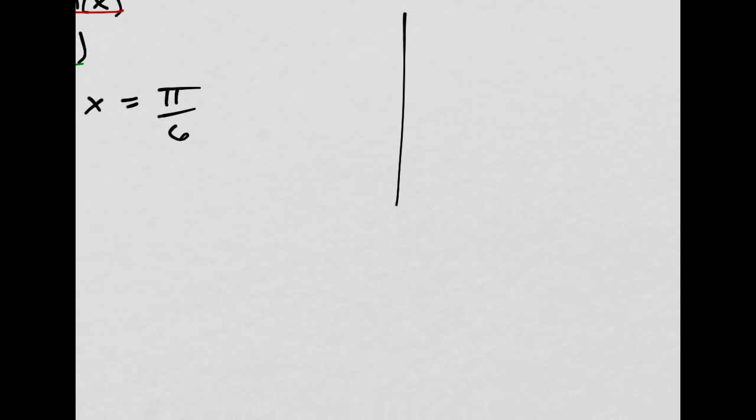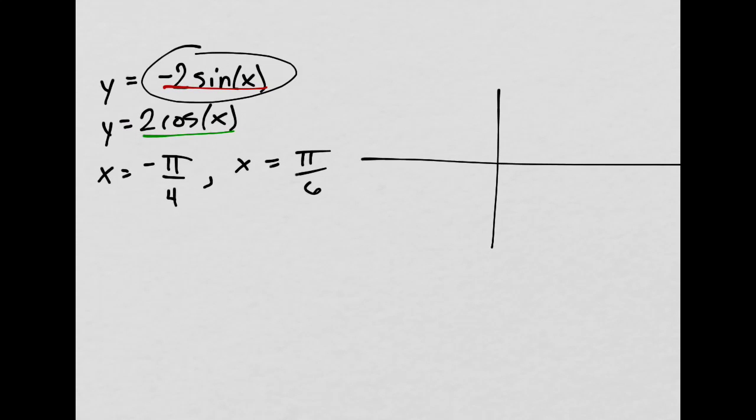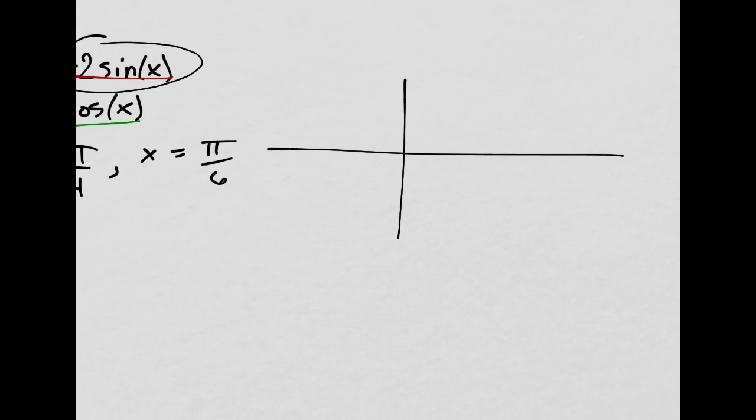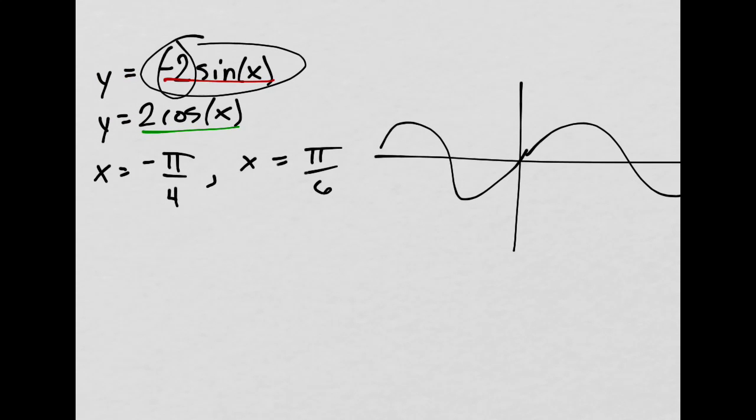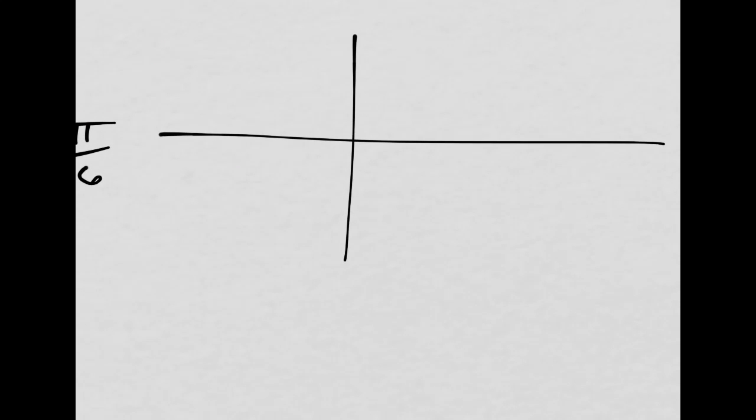I have to go back to negative pi over 4, so I'm going to have something like this. The sine function, normally, would be like this. However, it's flipped upside down because of the negative, and the amplitude is changed to 2 instead of 1. So it goes all the way up to 2, and all the way down to negative 2. Okay? So we have that, so it's flipped over.